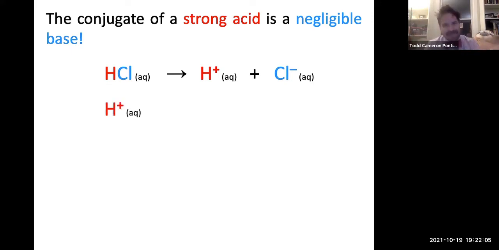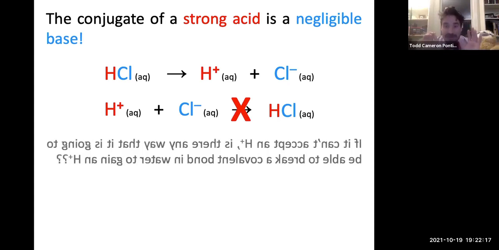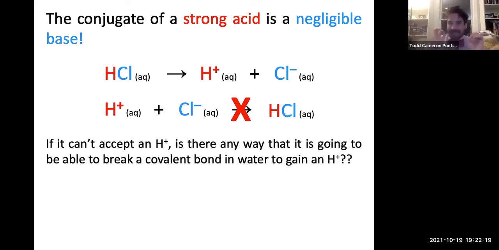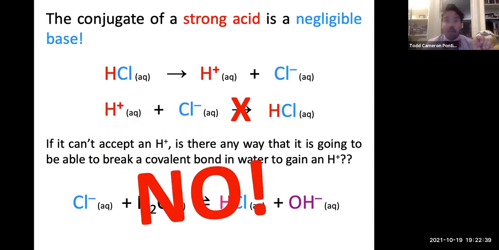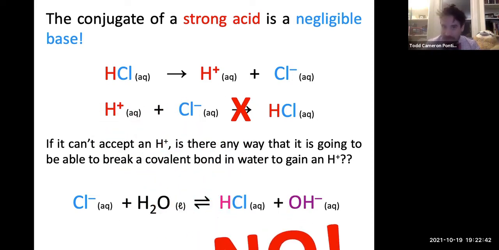And think about it. If H plus and Cl minus can't get back together to form HCl, so this is a no-go, I'm going to put an X through that, do you think that there's any way that Cl minus is going to be able to rip an H plus off of water and break a covalent bond in the process? Do you think that Cl minus, if it can't accept an H plus to begin with, is going to be able to break a bond in water to accept an H plus to become HCl and OH minus? The answer is a resounding no. No, it cannot. So let's X this one out as well.